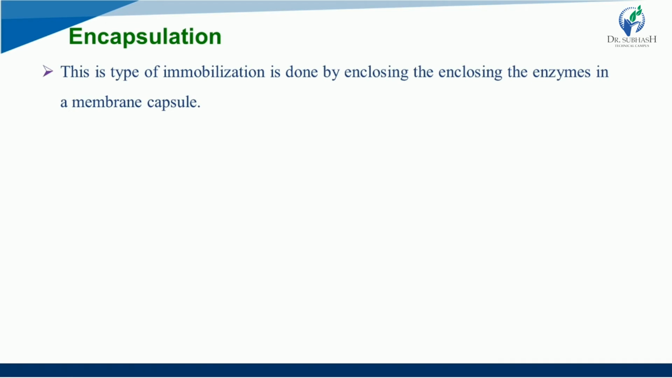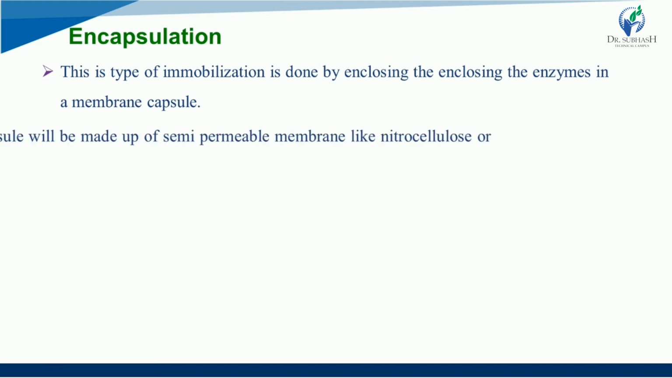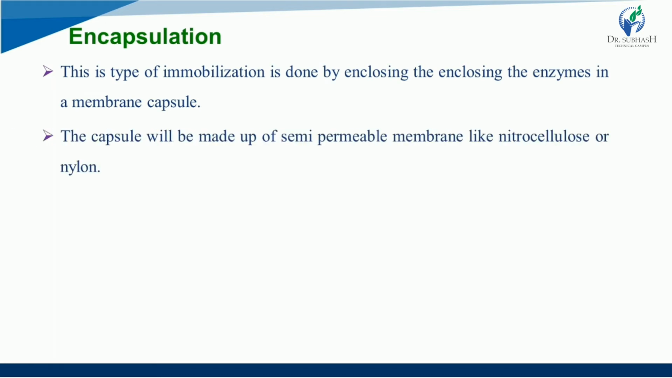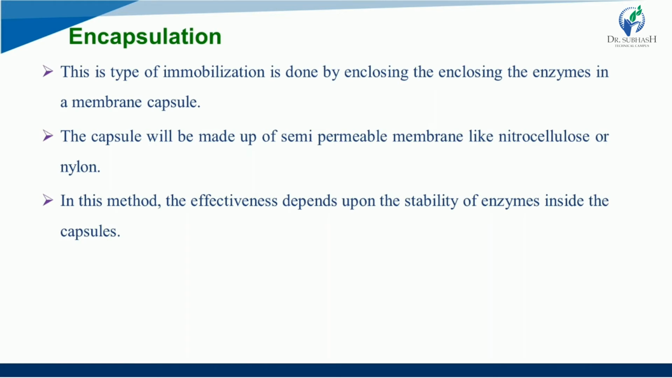Now the last but not the least is encapsulation. This type of immobilization is done by enclosing the enzyme in a membrane capsule. The capsule will be made up of a semi-permeable membrane like nitrocellulose or nylon. In this method, effectiveness depends upon the stability of the enzyme inside the capsule. So enzyme stability is the main target here, right?